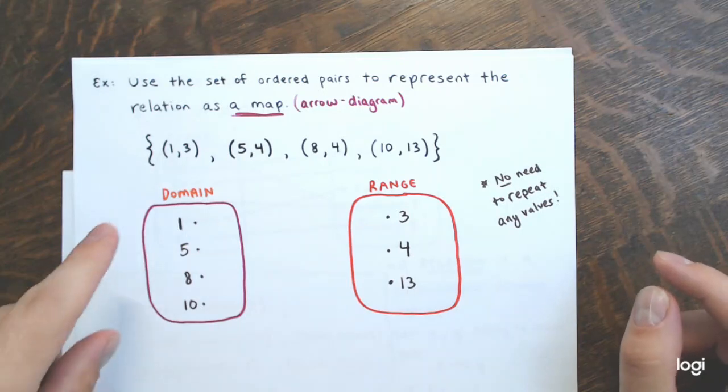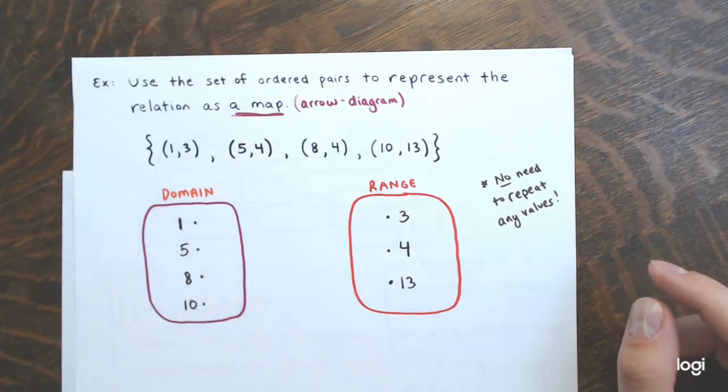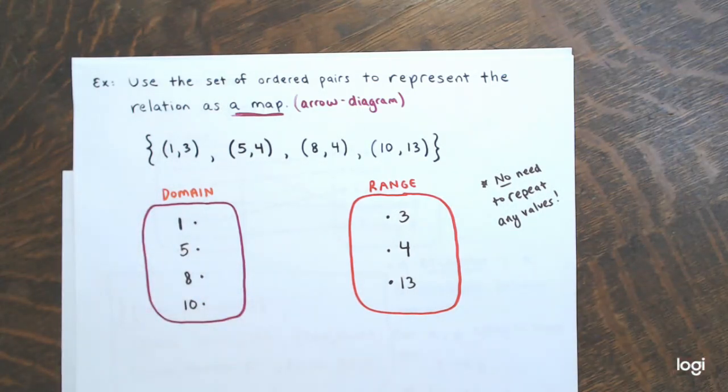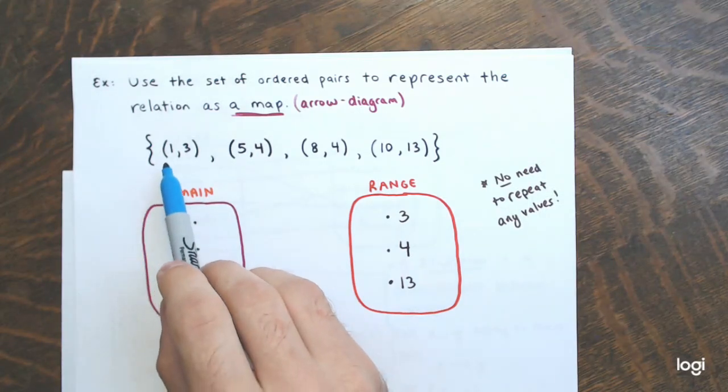And then if I have an ordered pair, there should be an arrow to indicate that there is a relationship between those elements. All right, so I have the ordered pair 1 comma 3.